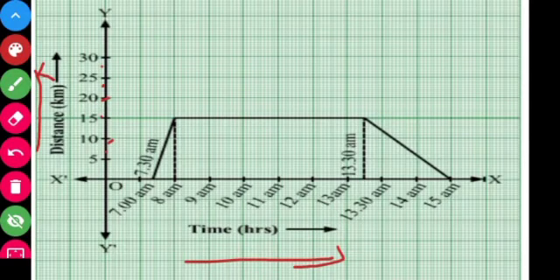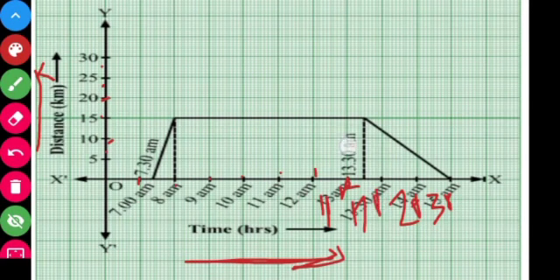Okay, and on the x-axis take time. She started from 7:30, so start from 7. So here 7, 8, 9, 10, 11, 12. Here you can write 1 p.m., here 1:30 p.m., here 2 p.m., and here 3 p.m. Okay, write your time, correct it.